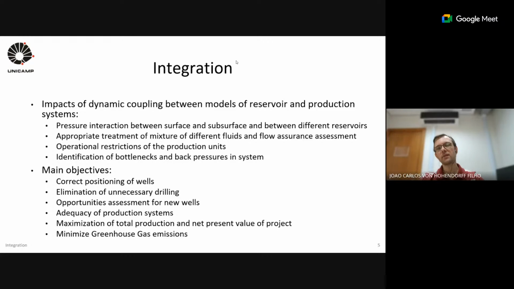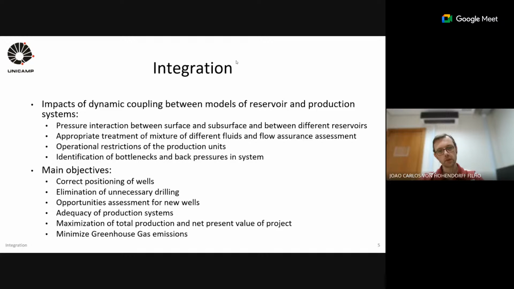And of course, in the end, we want to maximize the total production of the fields and some economic parameter, such as the net present value of the projects, or even, for already existing projects, we want to maximize the production and the recovery along the life cycle of the field.